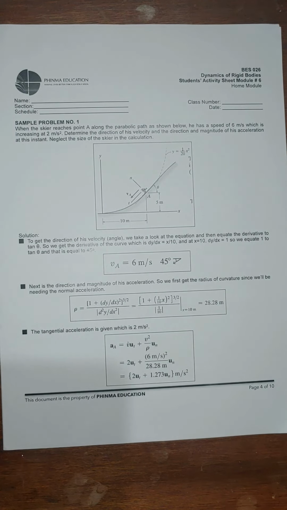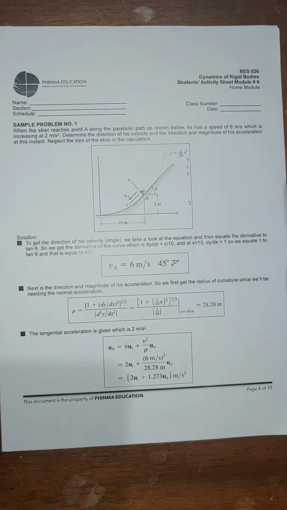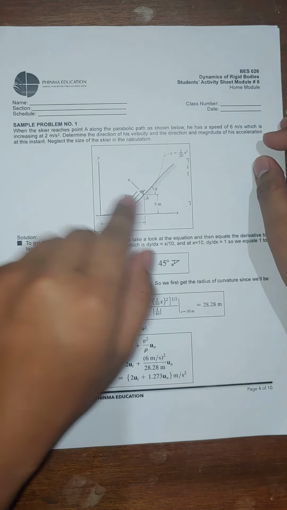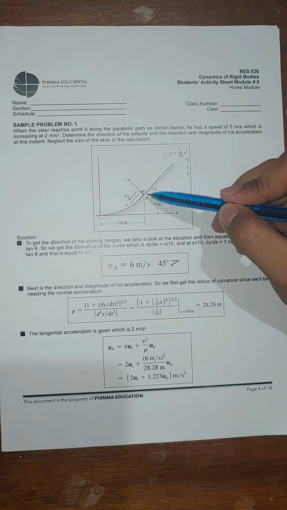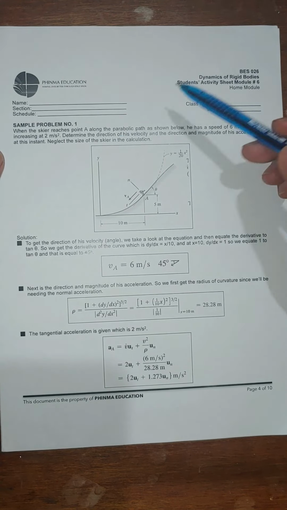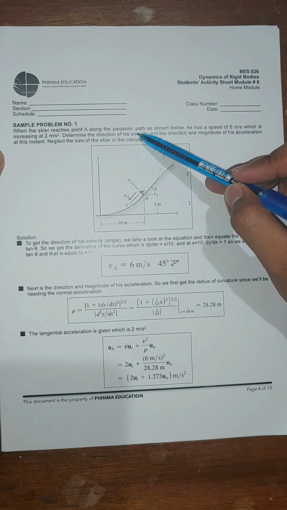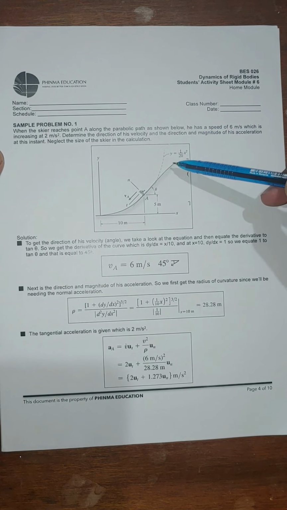Okay, let's move to our sample problem number 1. A skier reaches point A at this instant along the parabolic path as shown below.